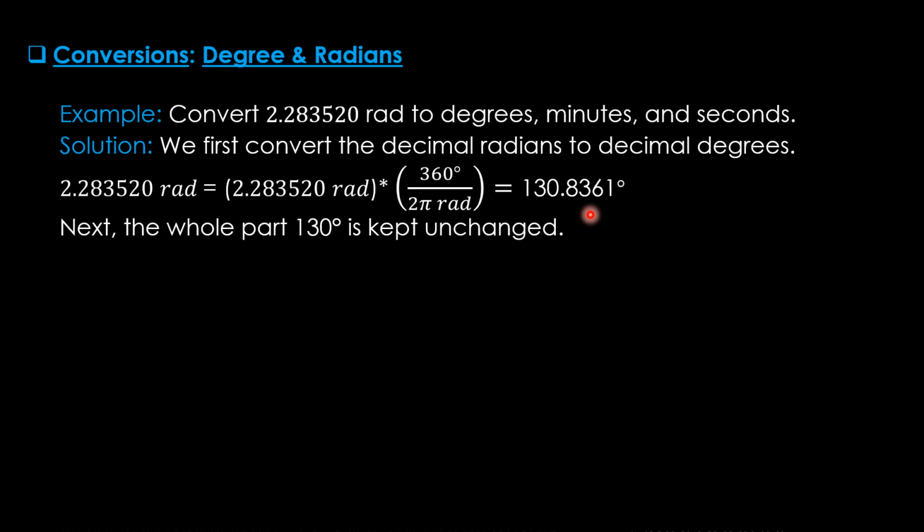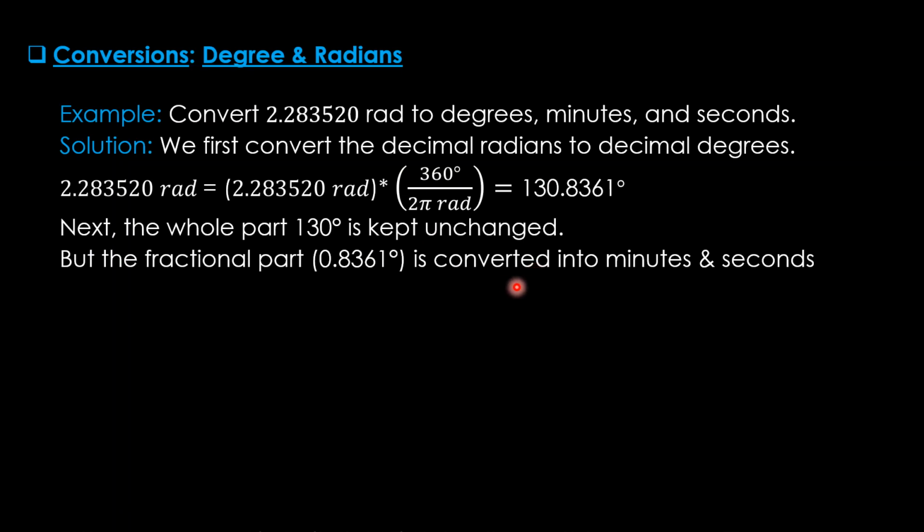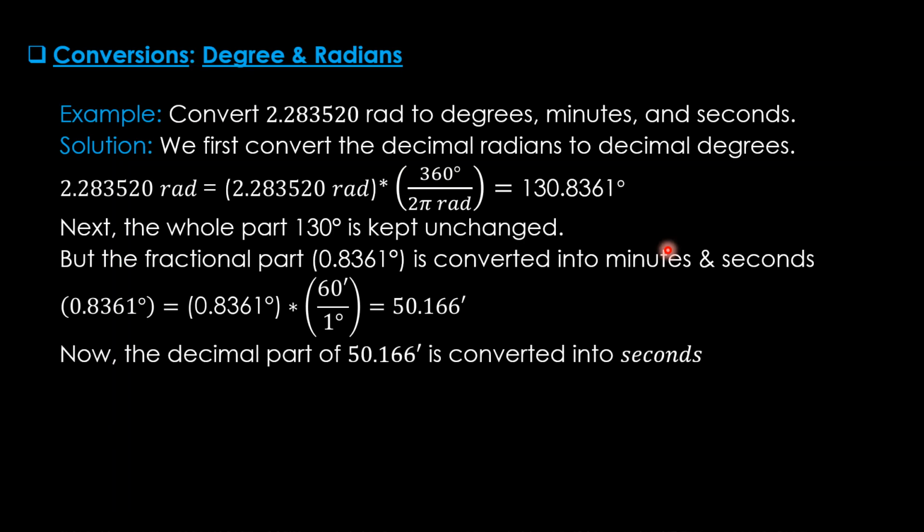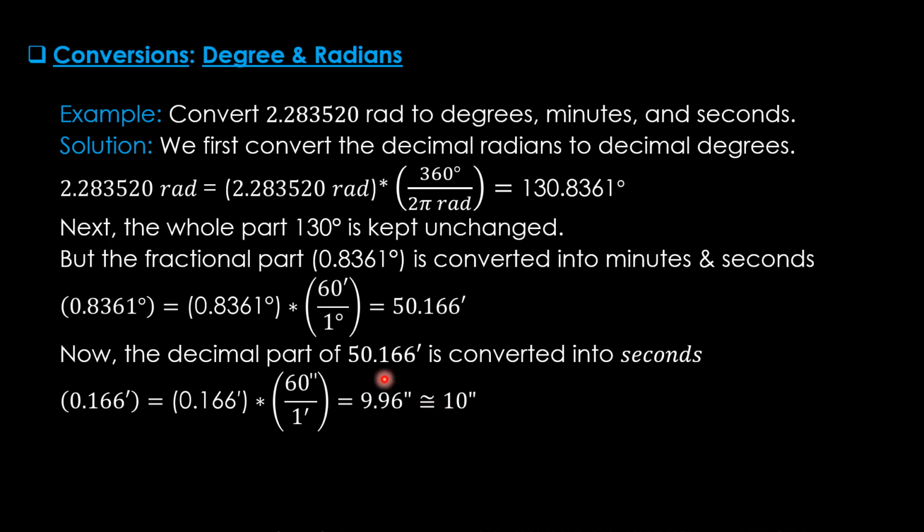After that, the whole part 130 we keep unchanged, but the fractional part is converted into minutes and seconds, which is 0.8361. So 0.8361 degrees we multiply by 60 over 1 to find minutes. So we get 50.166 minutes. Then the decimal part of 50.166 minutes, which is 0.166 minutes, is converted into seconds, and we multiply by this conversion factor to get almost 9.96 seconds, or 10 seconds.